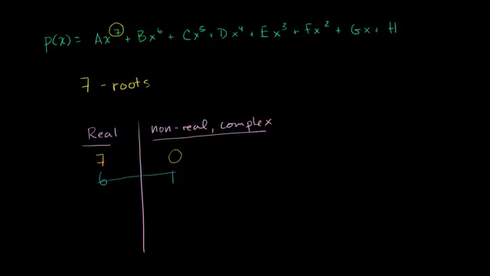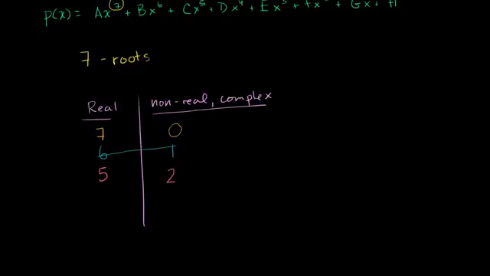Now, what about having 5 real roots? That means that you would have 2 non-real complex roots, adding up to 7. And that, of course, is possible because now you have a pair here. So I think you're starting to see a pattern. Essentially, you can have an odd number of real roots up to and including 7. So, for example, this is possible, and I could just keep going. I could have, let's see, 4 and 3.